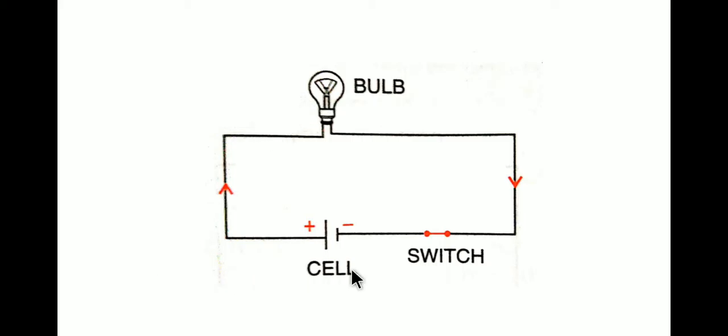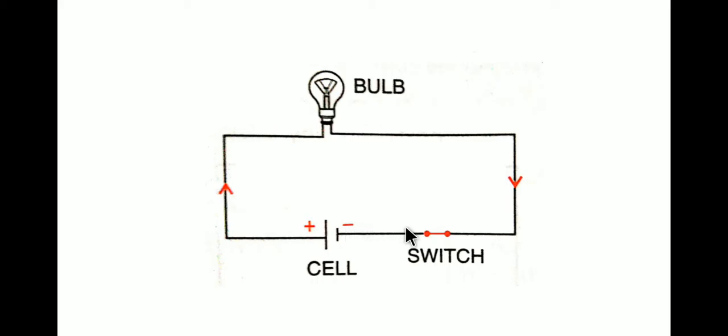Alright, so a cell is symbolized by two lines. One is the longer one and the other one is shorter. The longer one represents the positive terminal and the shorter one represents the negative terminal.